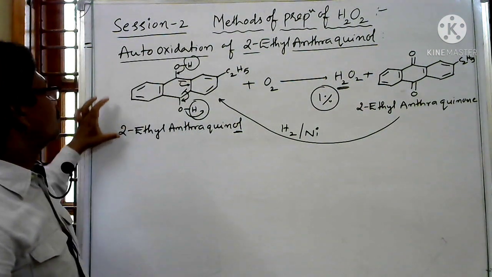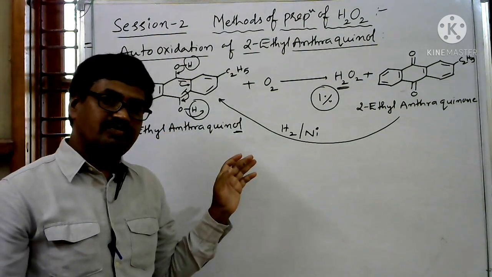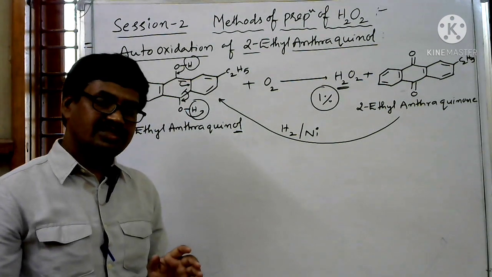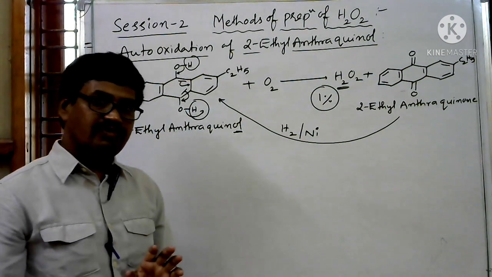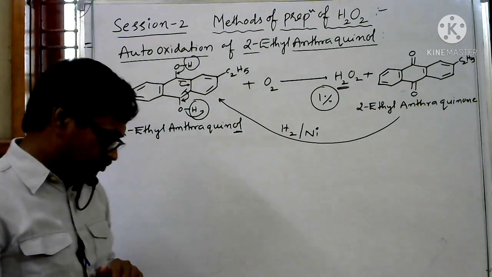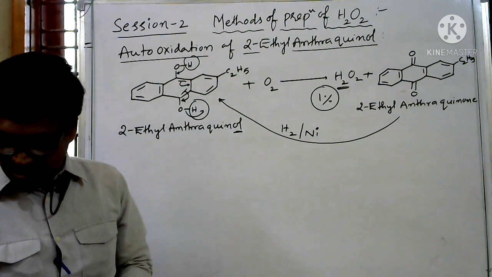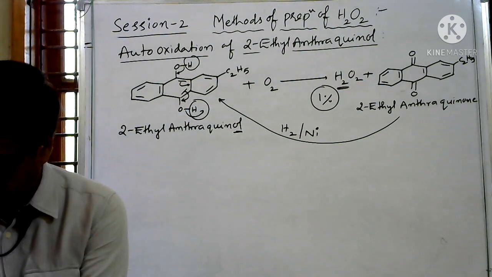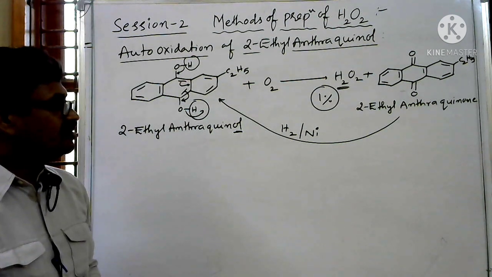So this question, what is the raw material used in the auto-oxidation method of preparation of hydrogen peroxide? It is seen many times. So the raw material is 2-ethyl anthraquinone. This is the method of preparation of hydrogen peroxide by using the auto-oxidation method.